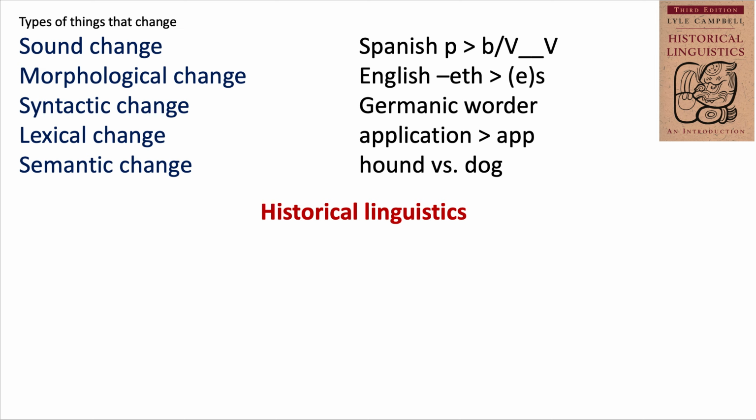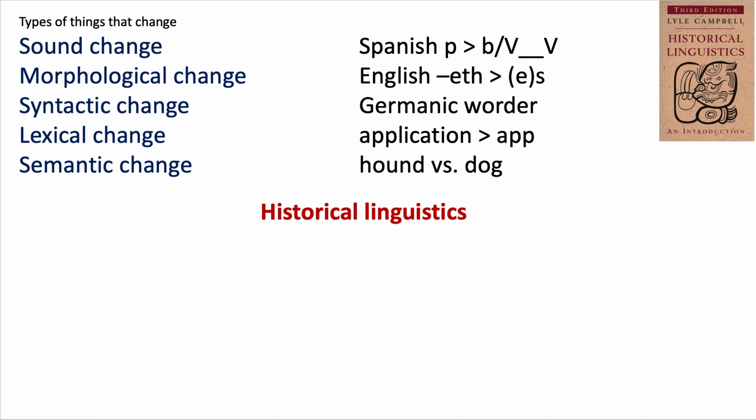Then we have morphological change. So here the example is the English suffix "eth." We can think about the words "bereath," for example, that Campbell has in his example. This was once upon a time, well, not so long ago, in the Middle Ages, the third person singular verb agreement suffix in English, and it was replaced in time by "se" or "s," right? So instead of "giveth" or "bereath," we now have "betrays" or "gives."